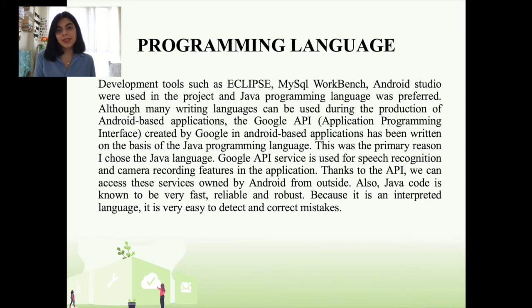My application steps are done, so I will explain why I chose Java for this application. Many software languages such as Swift, C, C#, C++ can be used in mobile applications, but I preferred the Java language in my project. So why? Because in my project I use Google API services in steps such as camera activity and the speech recognition part, and these are written in Java language. Thanks to this API, we can access these services that Android has from outside.